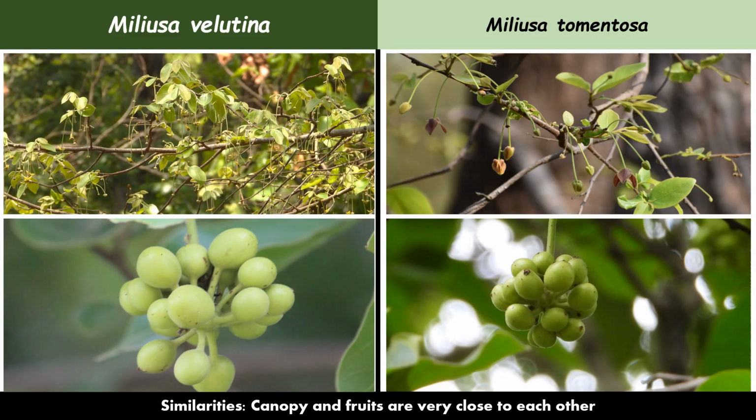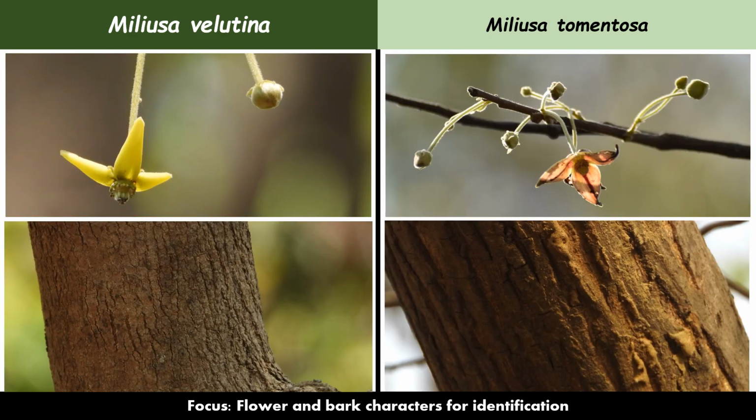Now next, Mallotus velutina and Mallotus tomentosa. In the first two photographs, even in the fruit, you can observe that canopy and fruits are very close to each other. But if you observe the flower, in Mallotus velutina the petals are opposite to gravity, but in Mallotus tomentosa the petals are towards gravity, that means towards the earth. You can observe the bark character also, completely different bark characters.